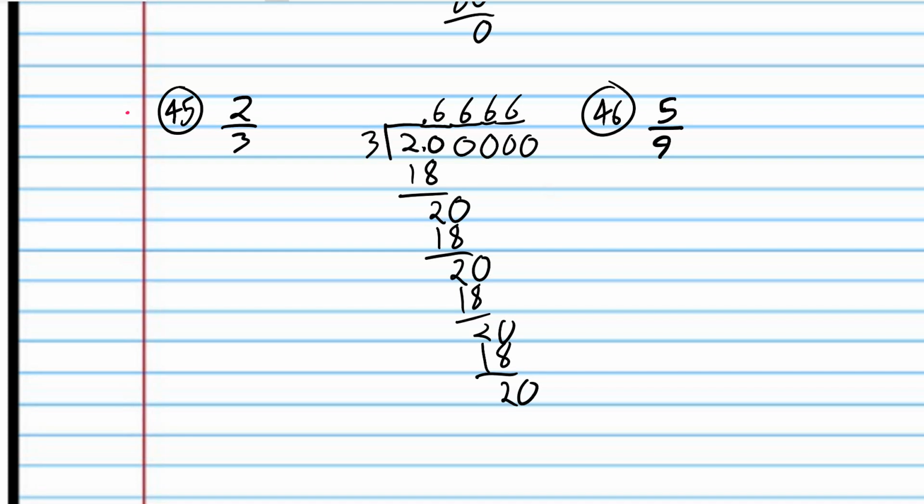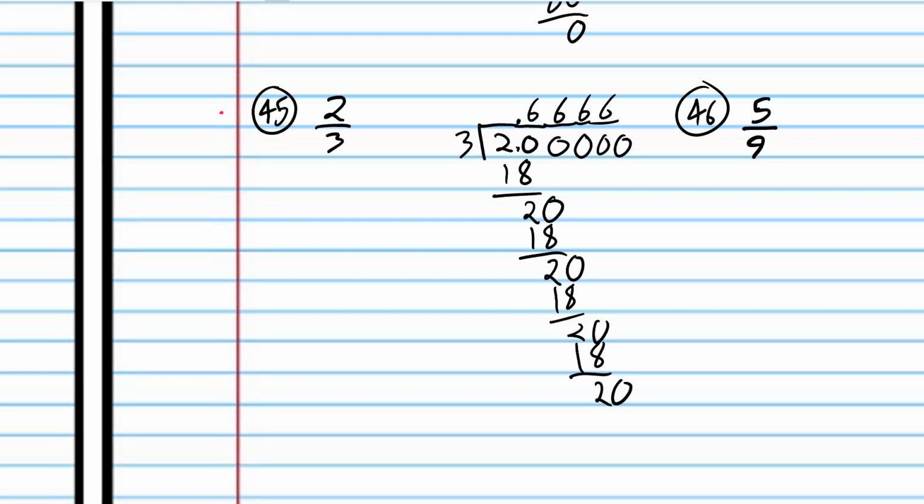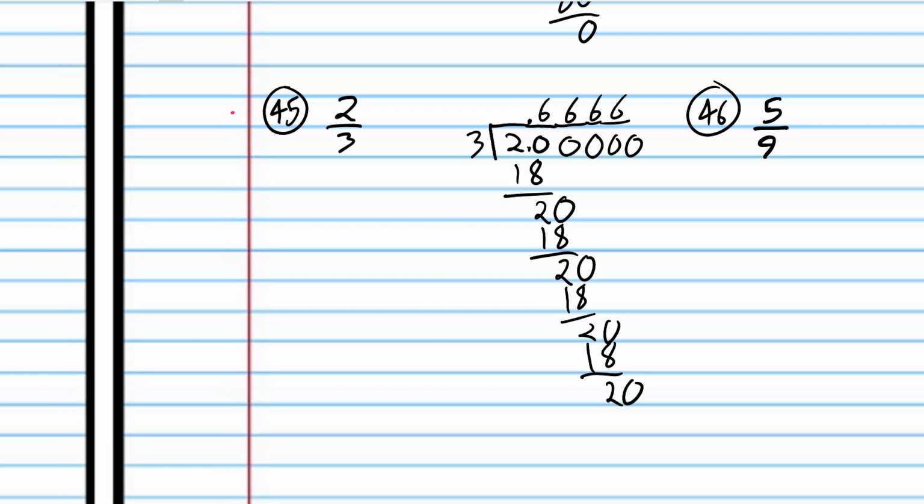Bring your decimal straight up. Don't forget about that. And again, the reason it just keeps going is because 3 will never go into a power of 10. There's no multiple of 3 that will fit in. So this is called a repeating decimal. As you can see, it can be written as a fraction, 2/3, but it can't be written as a decimal that has a finite number of digits. These just go on to infinity.